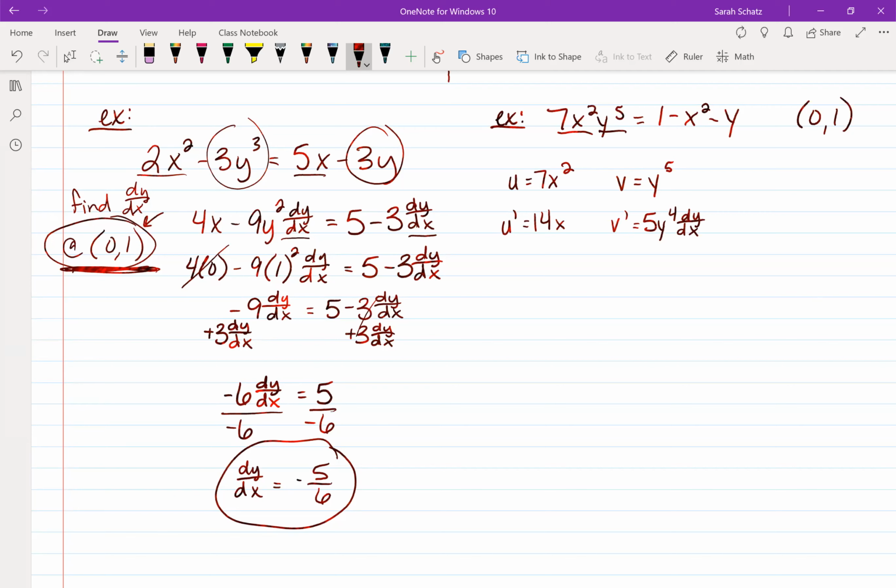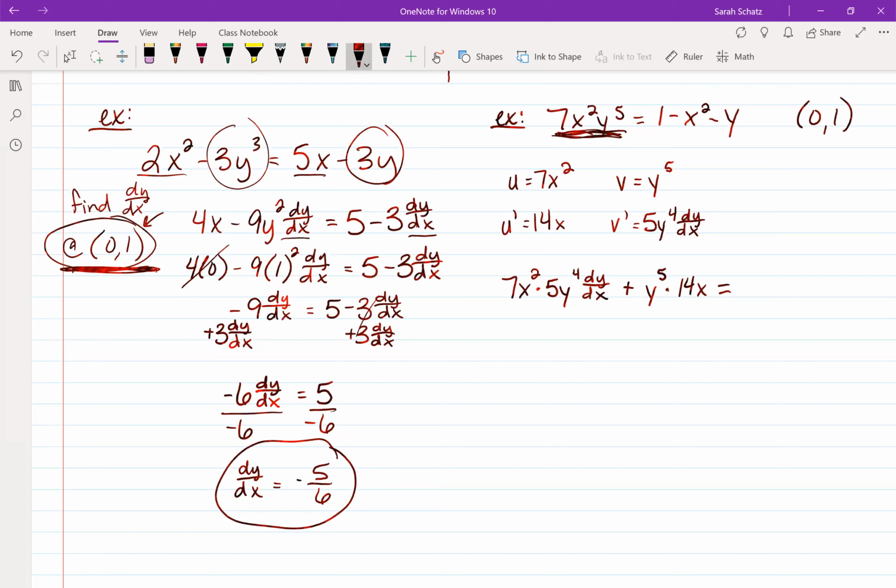So let's take the derivative of this side over here using the product rule. So it's going to be u times dv. So I have 7x squared times 5y to the 4th dy dx plus v, which is just y to the 5th, times du, which is 14x. So this is the derivative of that side using the product rule.